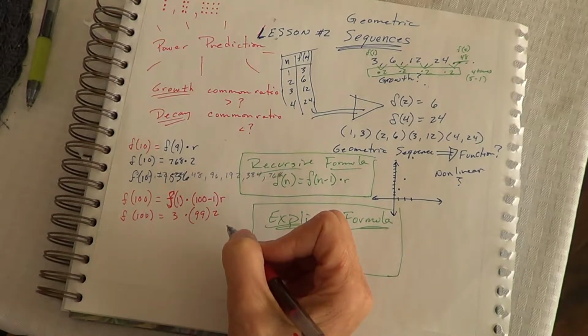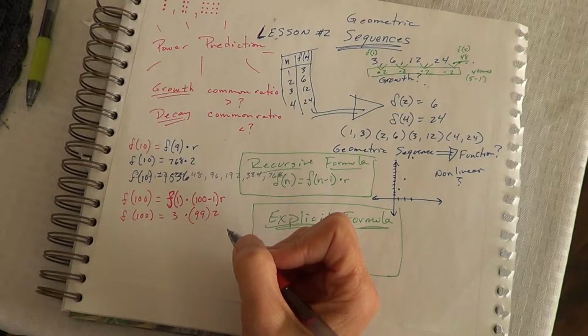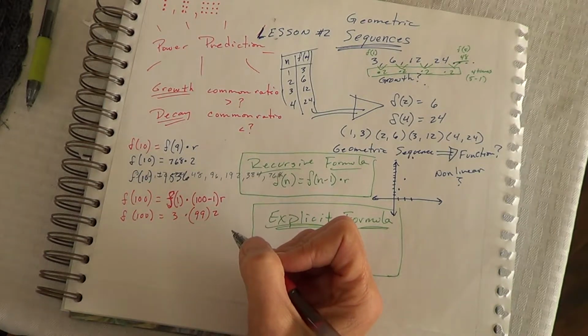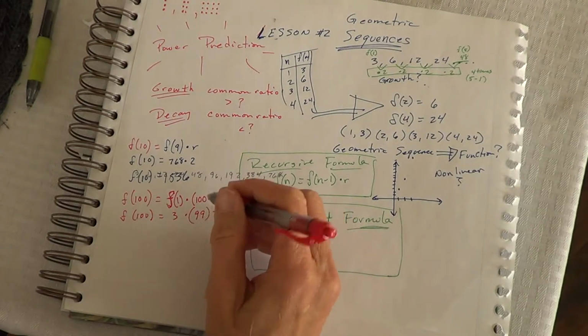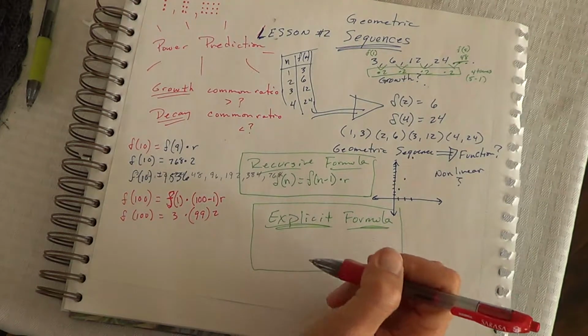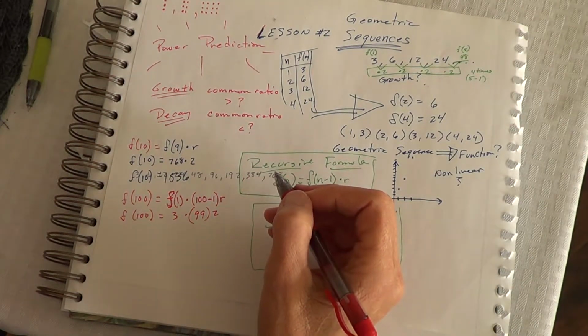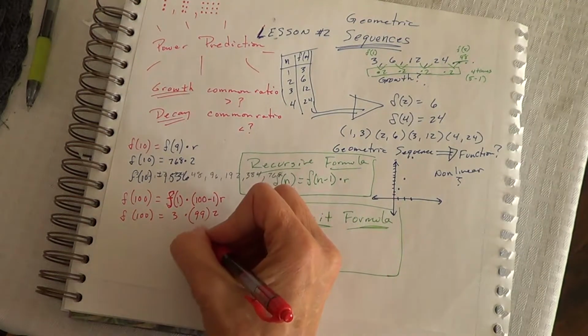Ooh, I'm glad that we did this, because we can see here that we have an error in our formula, what we're thinking. Let's go ahead and do this. So we have 99 times 2 equals 198.